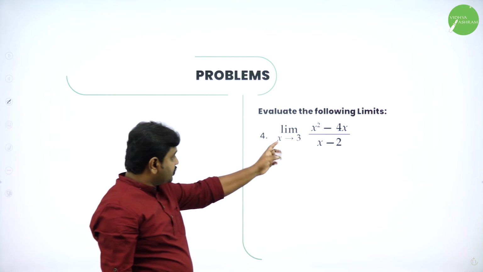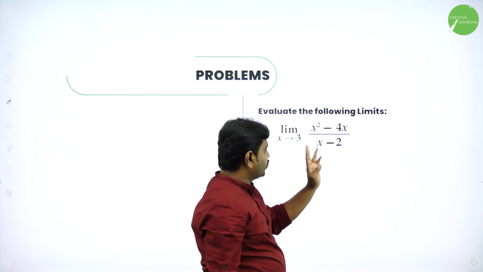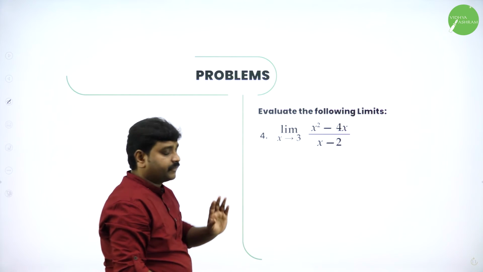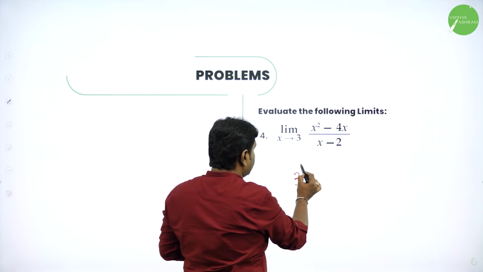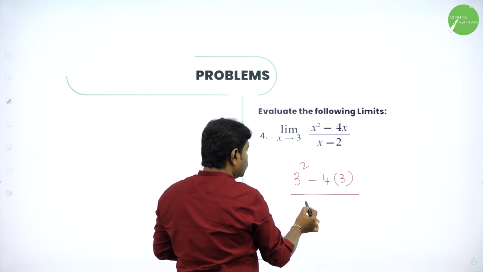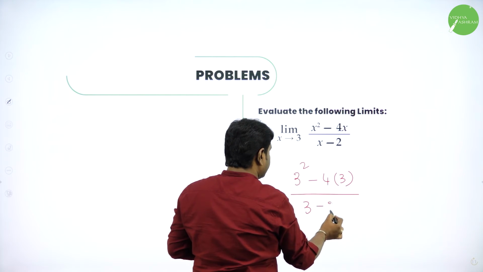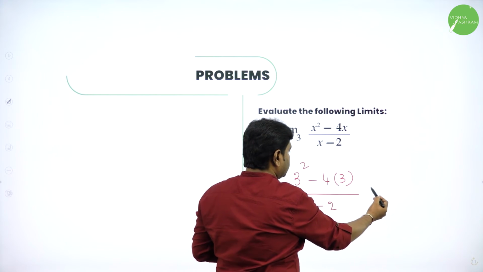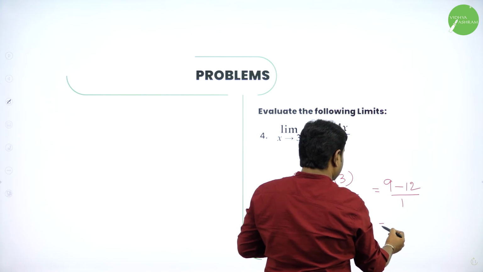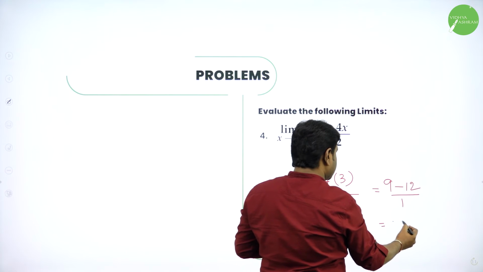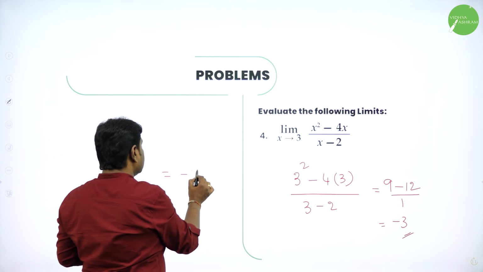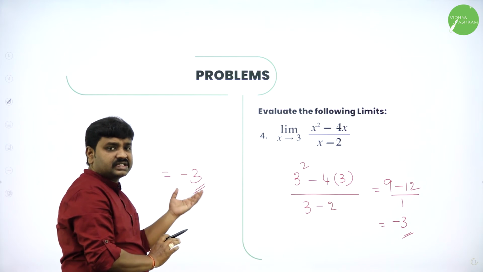Evaluate limit x tends to 3, x square minus 4x by x minus 2. What is meant by limit x tends to 3? In the place of x put 3. If I do that, I will get 3 square minus 4 into 3 divided by 3 minus 2. Simplify this further. All of you know 3 square is 9, minus 12, divided by 1. 9 minus 12 is minus 3. So you got a value. The value you got is minus 3. It is unique. So this is the answer.